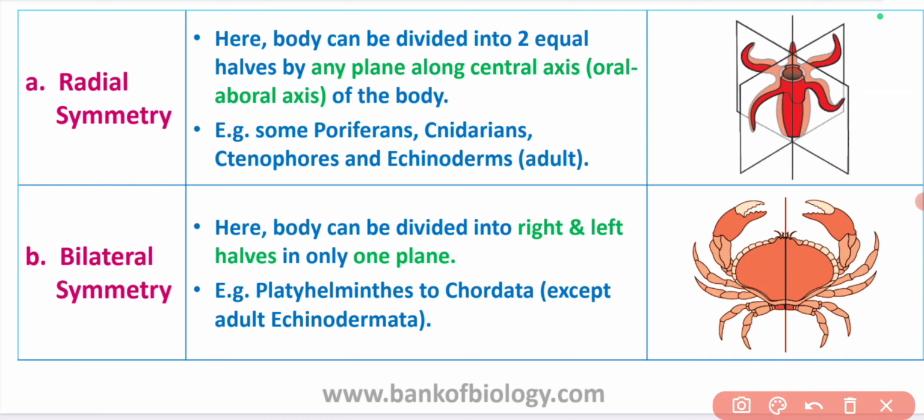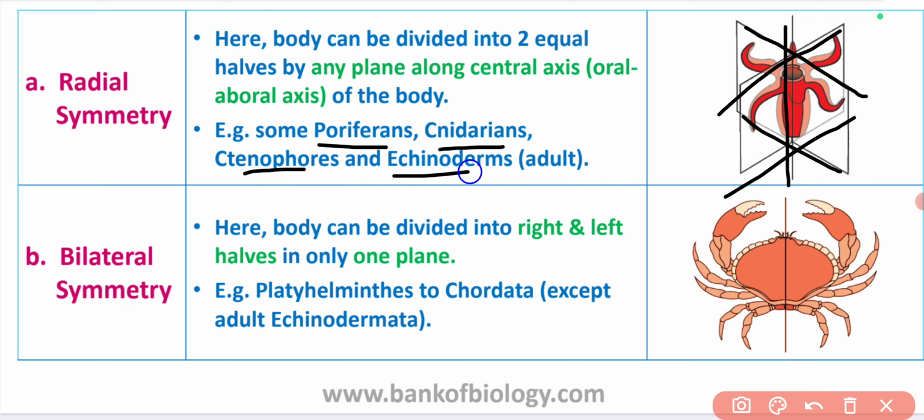The body can be divided into two equal parts by any plane. Like this one is a plane, this one is a plane, this one also, this one also. So in any plane, the body can be divided into two equal parts, and that is called radial symmetry. Examples are some poriferans, cnidarians, ctenophores, echinoderms. Adult echinoderm, not the larval stage.